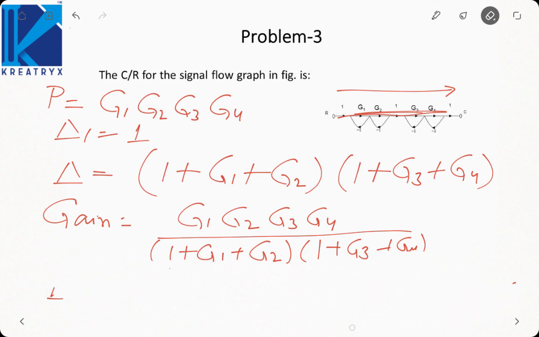Okay, this is how we will find the gain when it comes to multiple loops. So we need to consider the non-touching loop. Here we have 4 non-touching loop pairs.